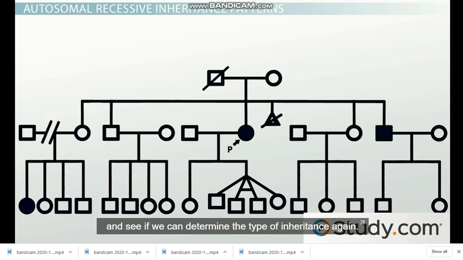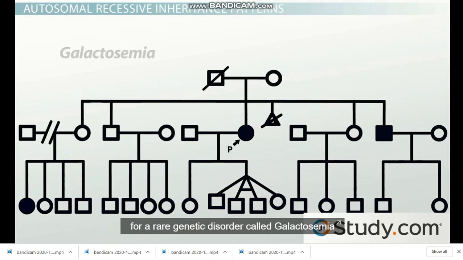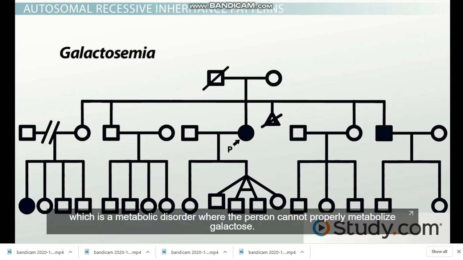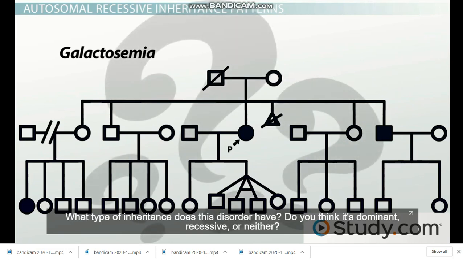Now let's look at the pedigree from a different type of genetic disorder and see if we can determine the type of inheritance again. This time, we're looking at an example of what a pedigree might look like for a rare genetic disorder called galactosemia, which is a metabolic disorder where the person cannot properly metabolize galactose. What type of inheritance does this disorder have? Do you think it's dominant, recessive, or neither?